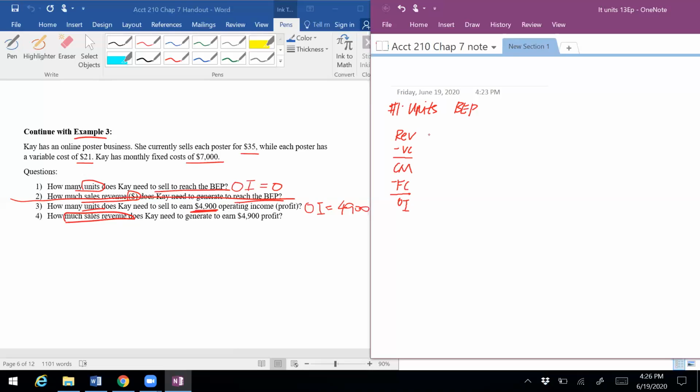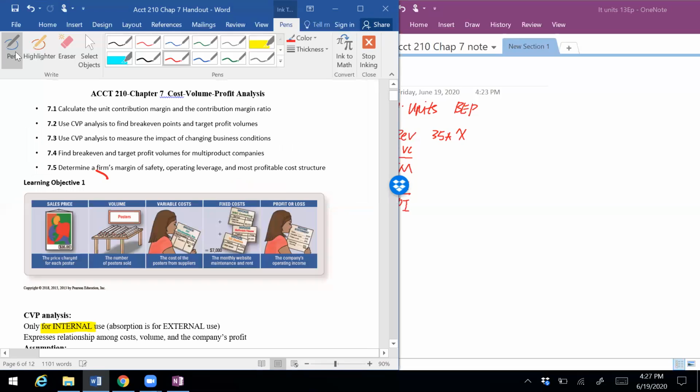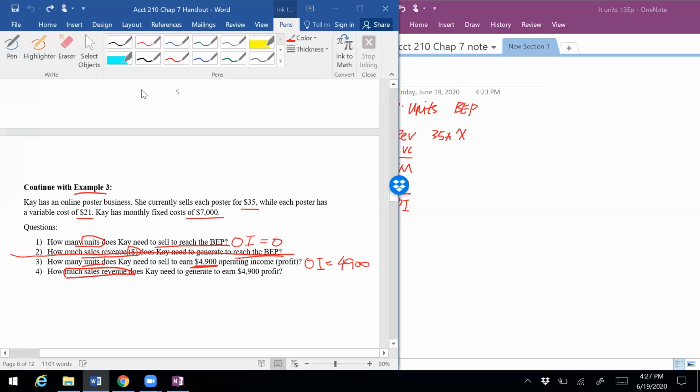My revenue: each one's selling price is $35. How many units did I sell? That's the question. It asks you how many units. When you learned math in high school, even college, I believe the professor told you, if you don't know anything, you put that one as X. So I don't know how many units, but I need to sell X units, and we will solve for this unknown variable X.